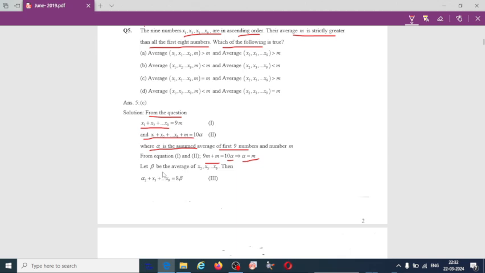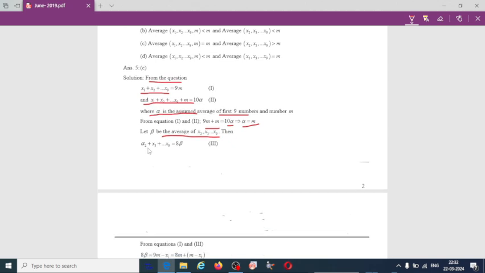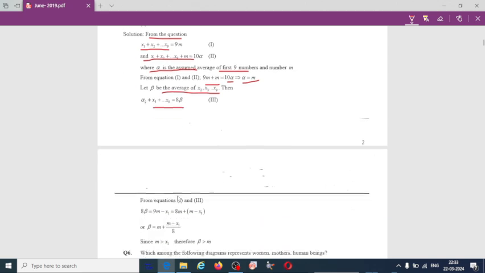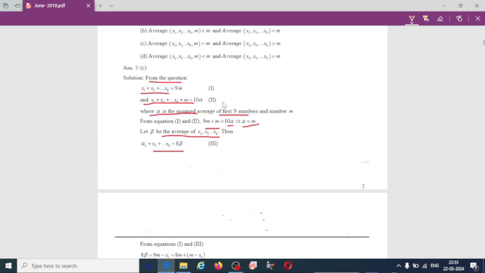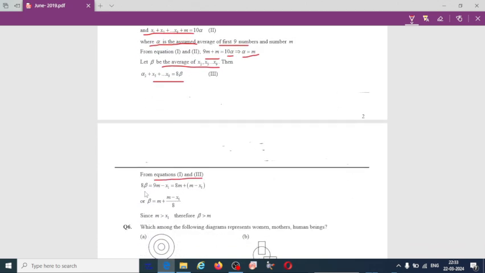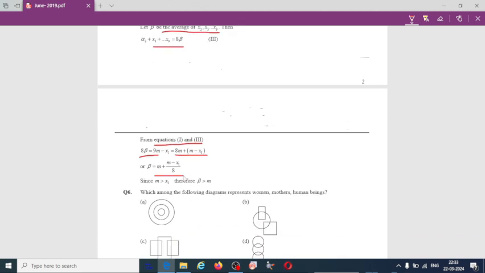So beta be the average of excluding the first number, x2 to x9. Then here alpha 2 to the remaining x3 to x9, that is, we can take 8 beta. Then from 1 and 3 equation, 8 beta is equal to 9m minus x1. That means 8m, bracket, you can take m minus x1. So beta will be m plus m minus x1.